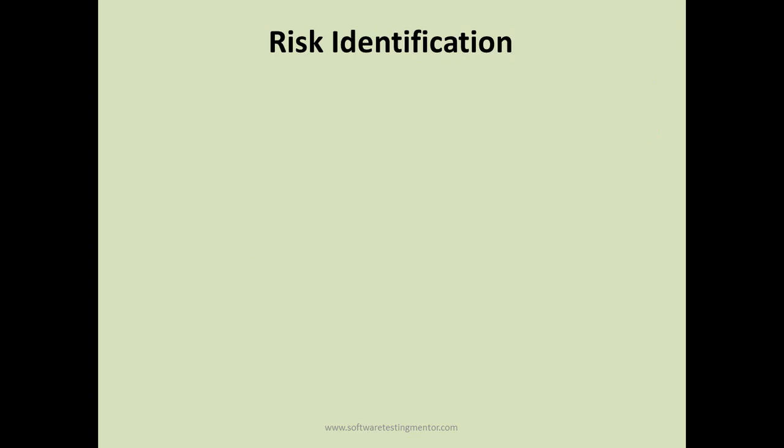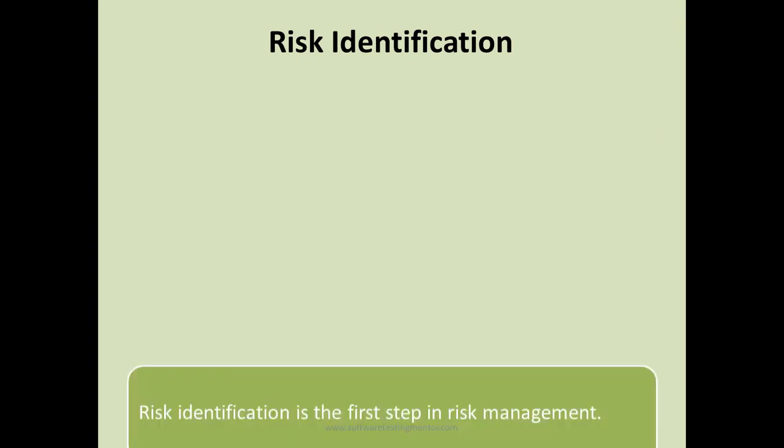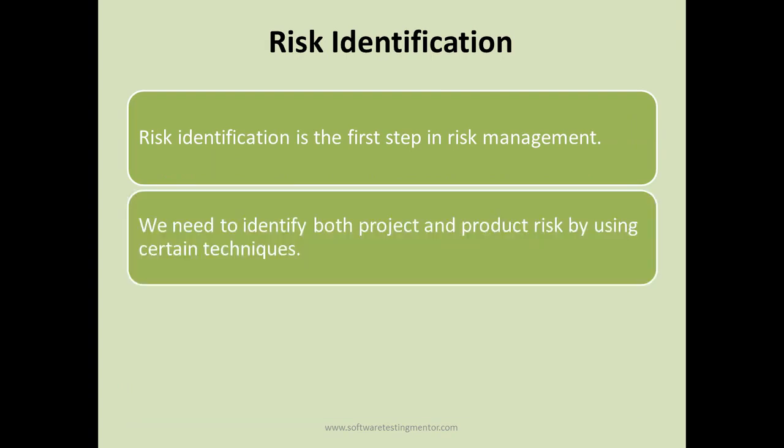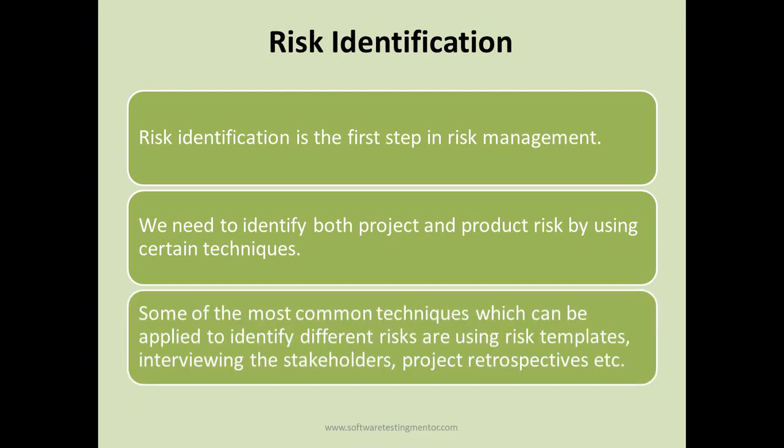So let's understand the risk management activities one by one. So what is risk identification? Risk identification is the first step in risk management. We need to identify both project and product risks by using certain techniques. So in the risk identification phase, you identify product and project risks by using some techniques.